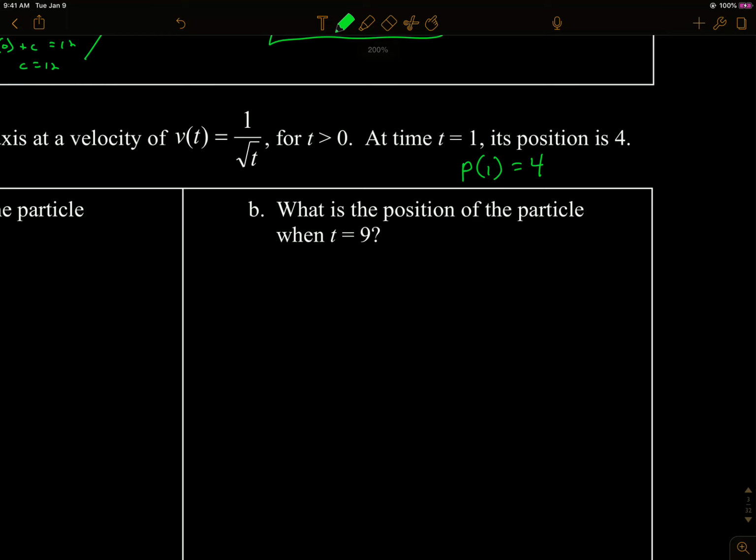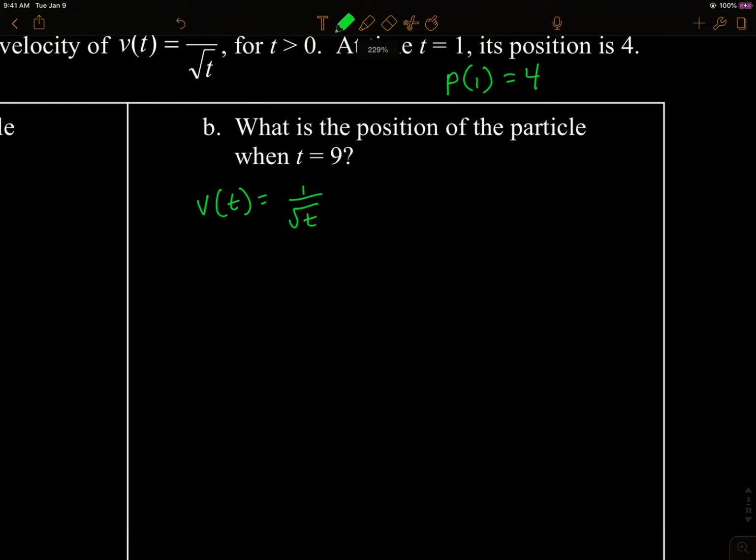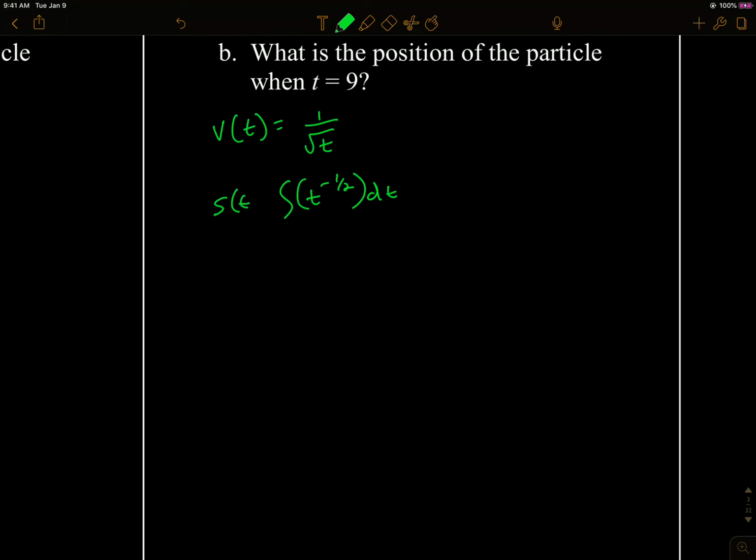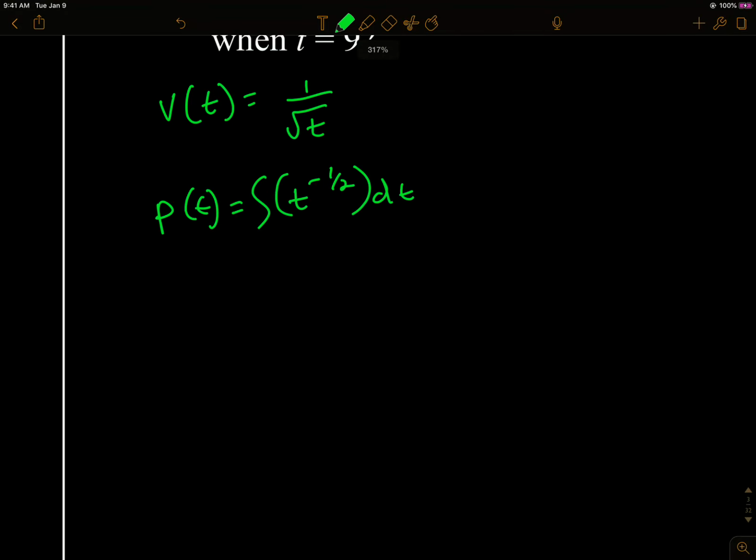What's the position of the particle when t equals 9? Well, we've got our velocity function. And we know that velocity is the derivative of position. So now we want to integrate this function with respect to t to get our position function. I should use p for position. That's what I used earlier. Right up there? Yeah. All right, so our position function is going to be the integral of our velocity function with respect to time. So our position function is equal to power rule. I get t to the 1/2, and then it's times 2 plus c. So my position function is 2 root t plus c.